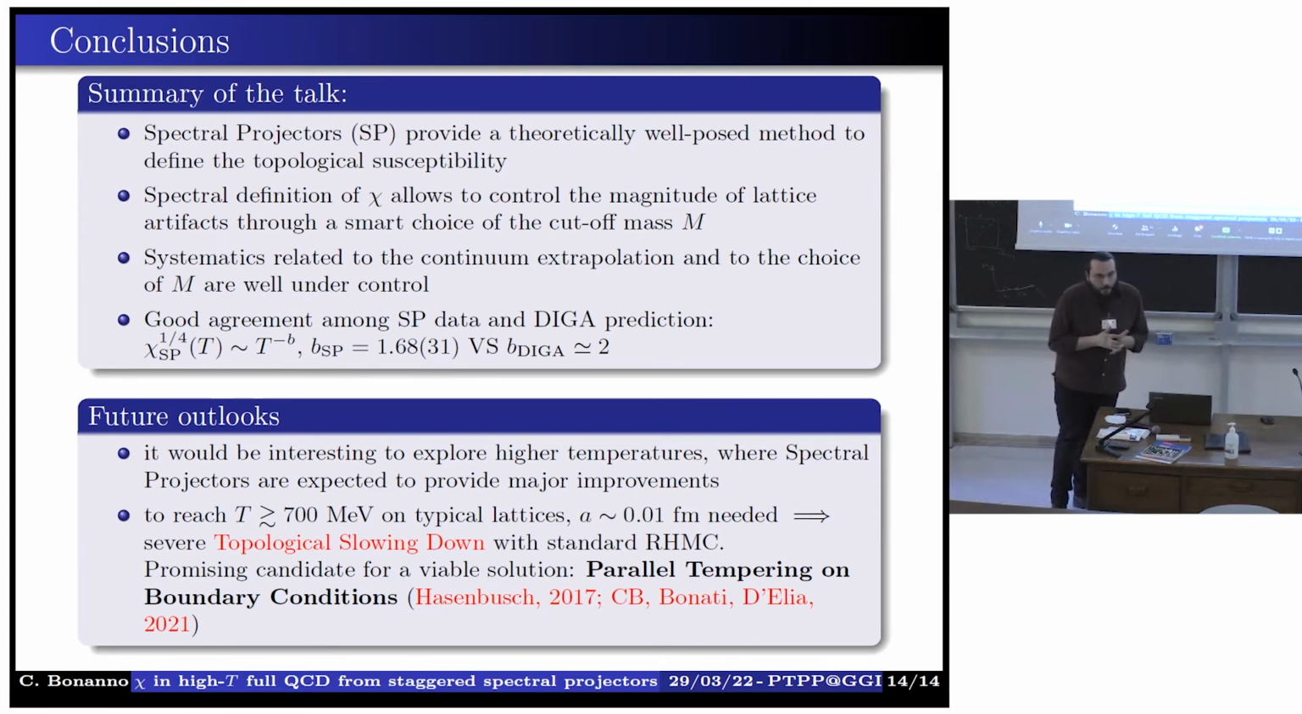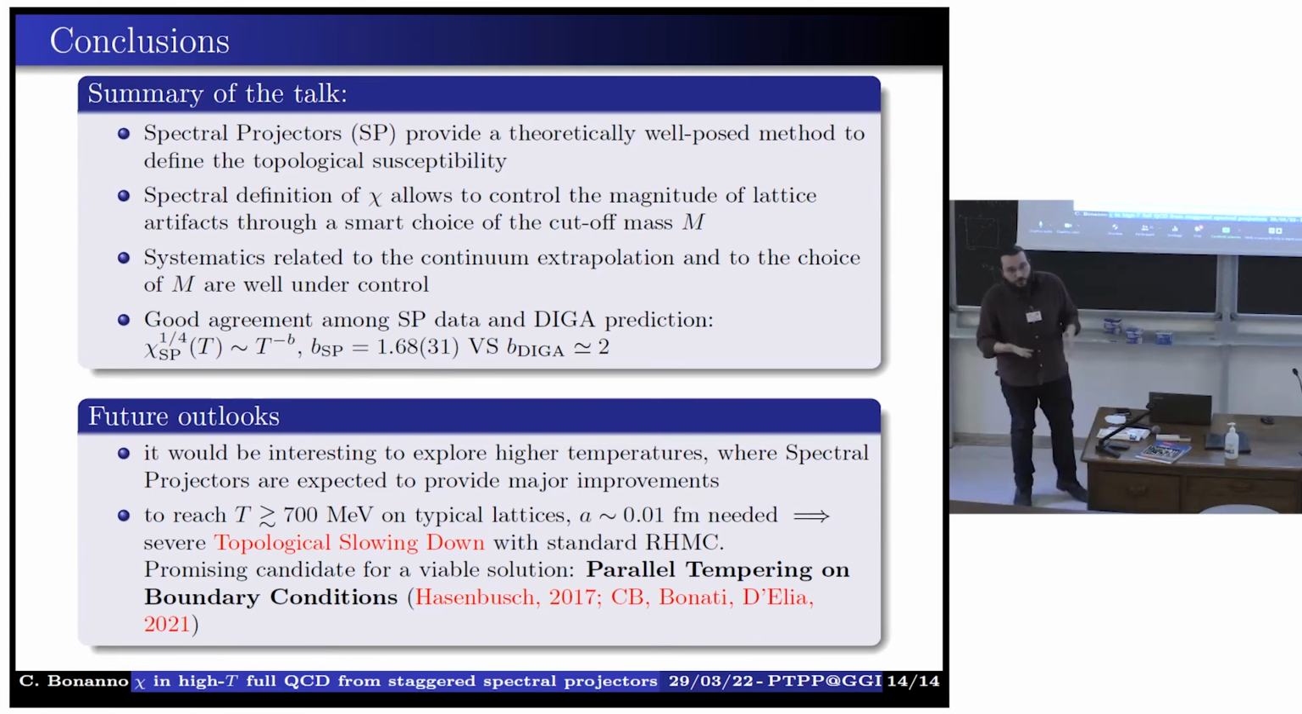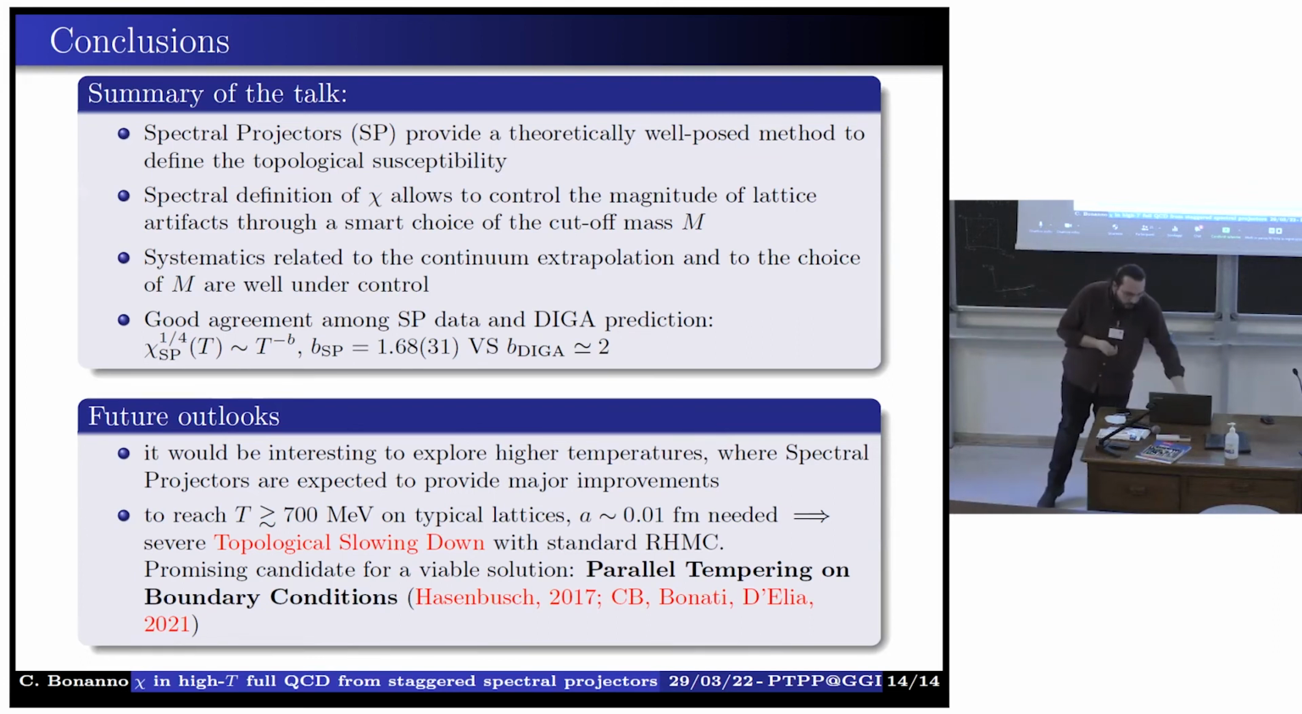So a promising candidate for a viable solution to reduce the effects of the topological slowing down could be the parallel tempering on boundary conditions algorithm that was proposed some years ago by Hasenbusch, and that was adapted in this work, to which I also contributed, to pure Yang-Mills theory. So in principle, it can be extended also to the case of full QCD. So it is a solution that is worth being explored in the near future.